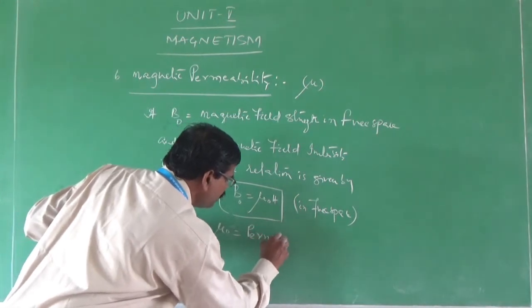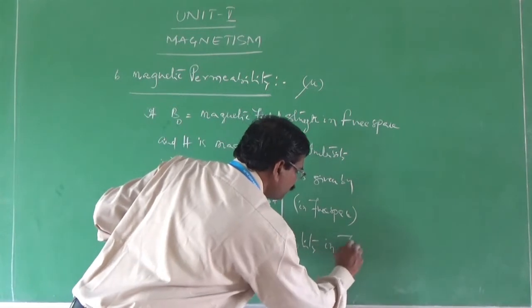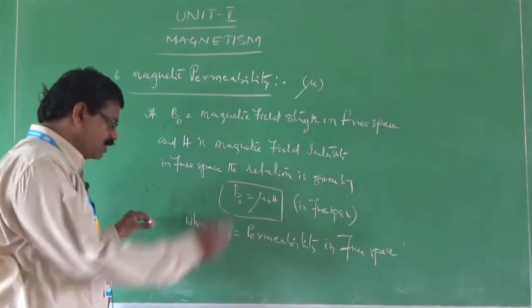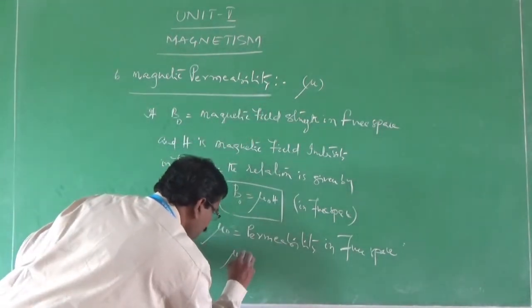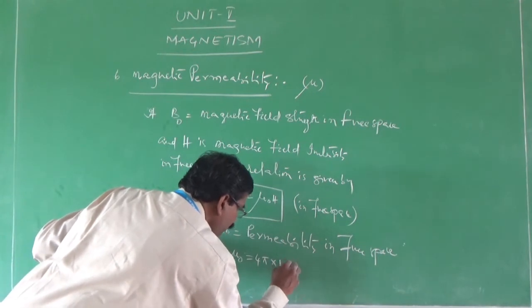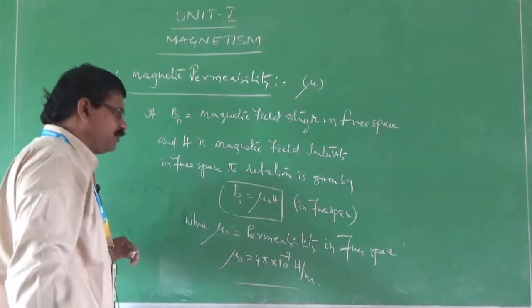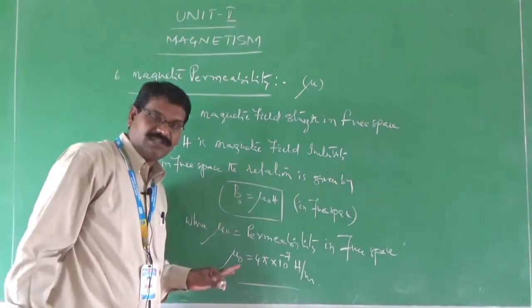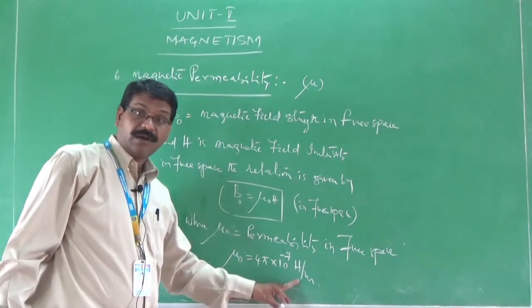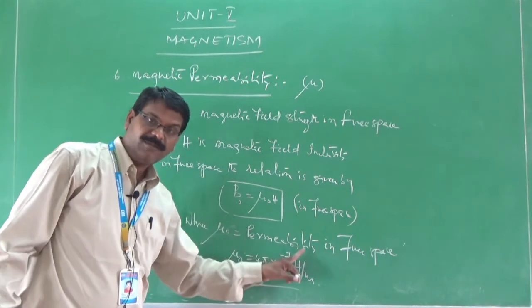where mu naught is equal to permeability, magnetic permeability in free space. But it is a constant element. So what is the value of this mu naught? Let us see this. My mu naught is equal to 4 pi into 10 power minus 7 Henry per meter. This is a constant value which is always constant anywhere. That mu naught is equal to 4 pi into 10 power minus 7 Henry per meter, called permeability in free space or magnetic permeability in free space.